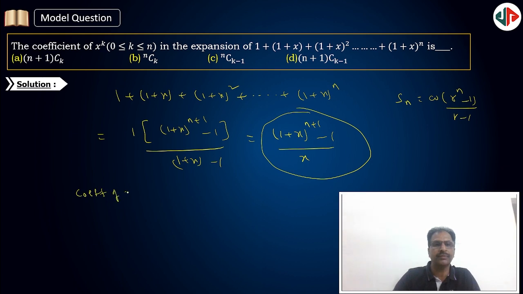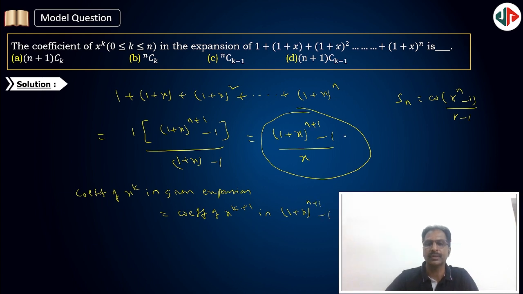So the coefficient of x power k in the given expansion is nothing but the coefficient of x power k plus 1 in the numerator. Because if you take the coefficient of x power k plus 1 in the numerator, that x power k plus 1 divided by x gives x power k. So to get the coefficient of x power k, you have to get the coefficient of x power k plus 1 in the numerator, which is n plus 1 C k plus 1.